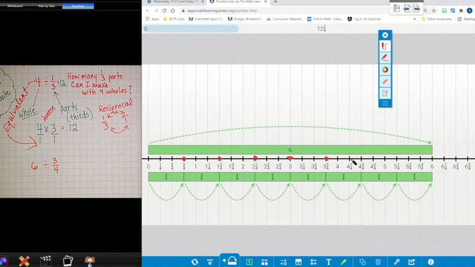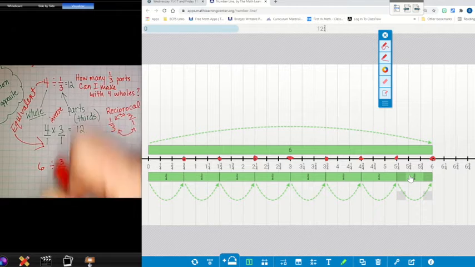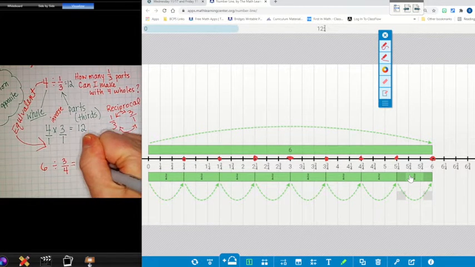And again, this is just another way you can identify how many parts you have. 1, 2, 3. I land right on 6. It worked out nice and evenly. 1, 2, 3, 4, 5, 6, 7, 8. Okay, I can make 8. Perfect. So my answer is 8.